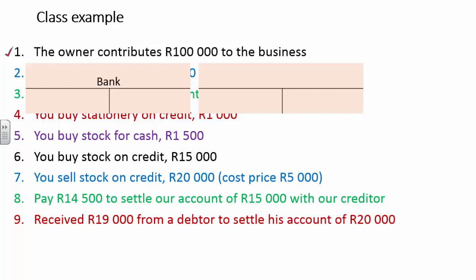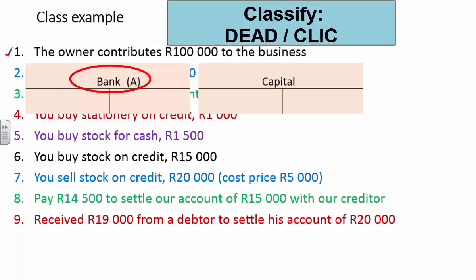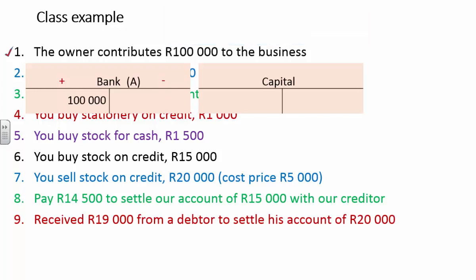The owner contributed it, and we call that capital. Now you say, right, where does bank fall in, DEAD or CLIC? It is an asset account, therefore it falls under DEAD. So we will debit expenses, assets, and drawings if we want them to increase, and credit them if we want them to go down. The owner is contributing money to the business. We are doing the business's books. So the business is receiving money, so the bank account is increasing. So therefore we will debit the bank.